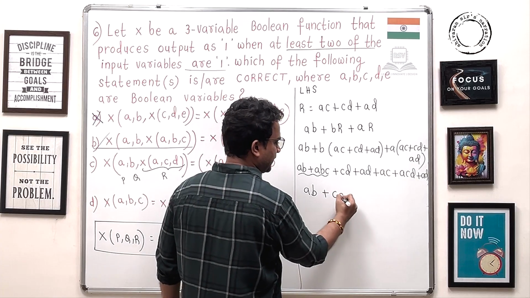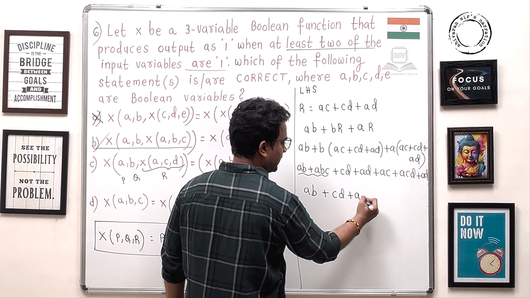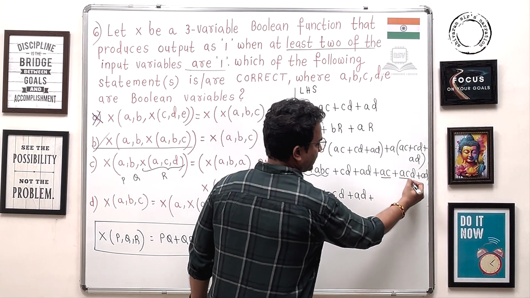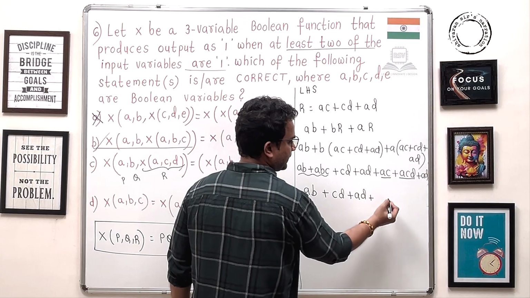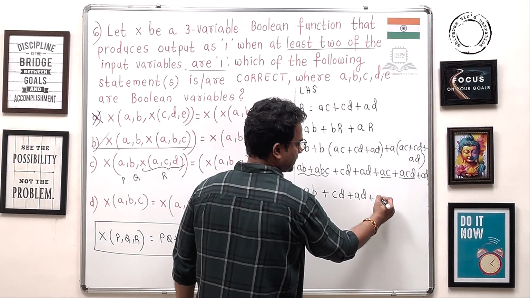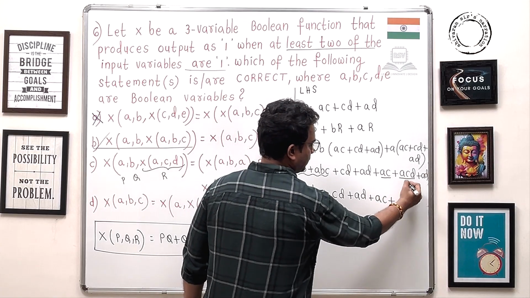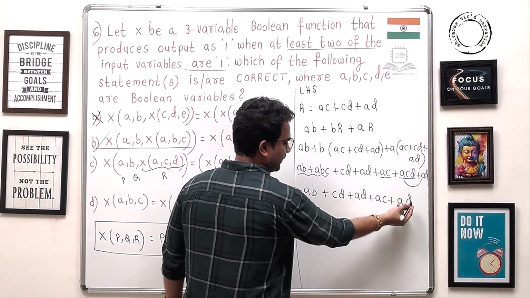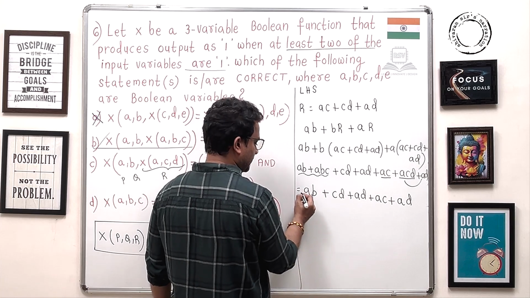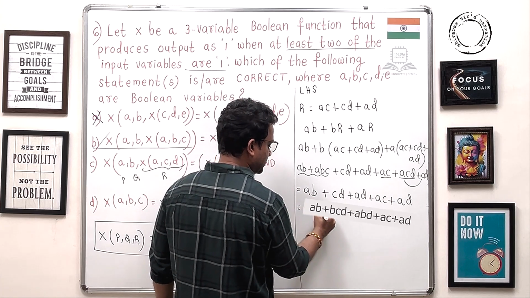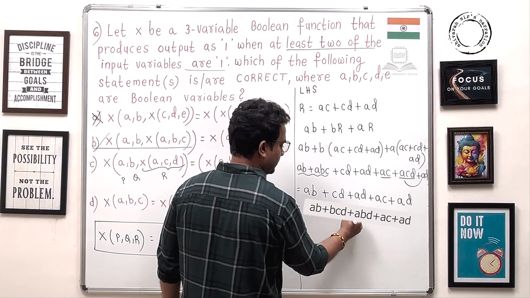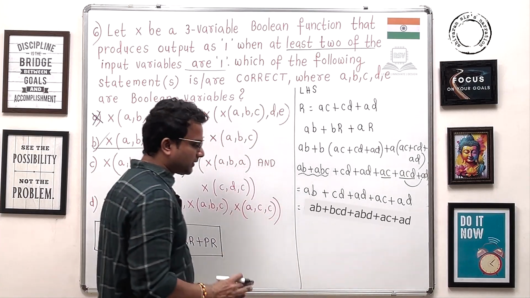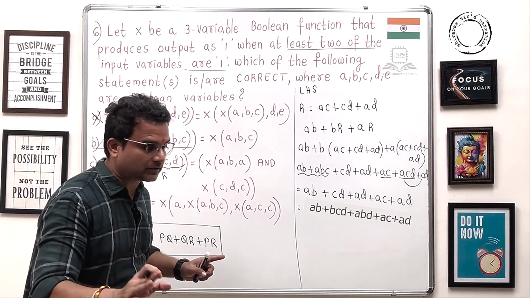You can rewrite it as AB. Similarly, CD plus AD plus ACD, AC, ACD. Then you can rewrite it as AC. Again, if you take these two, you will get AD. Anyway, AD, so that it is AB plus CD plus AD plus AC. Okay, finally, this is the expression of LHS.